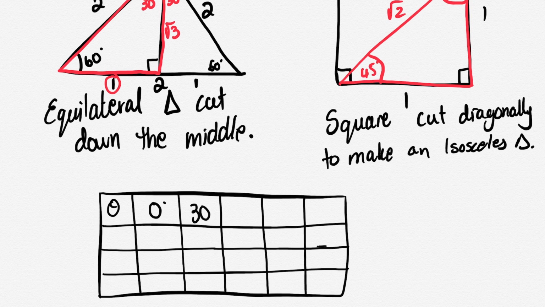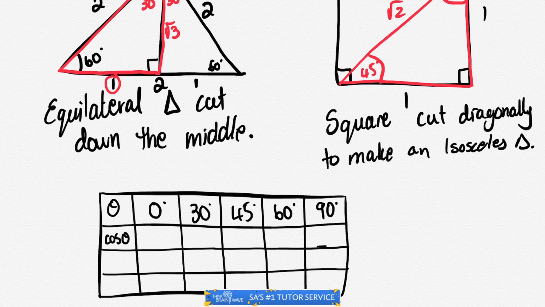Right, let's write 0 degrees, 30, 45, 60, and then your 90-degree angle. We'll start off by saying cos, sine, and then we'll write the tan. So, if you plug this into your calculator, cos of 0 will get you the answer 1.